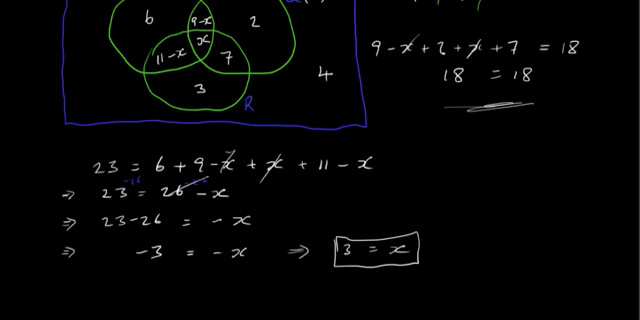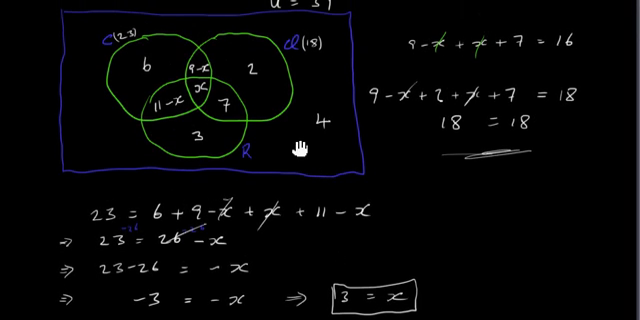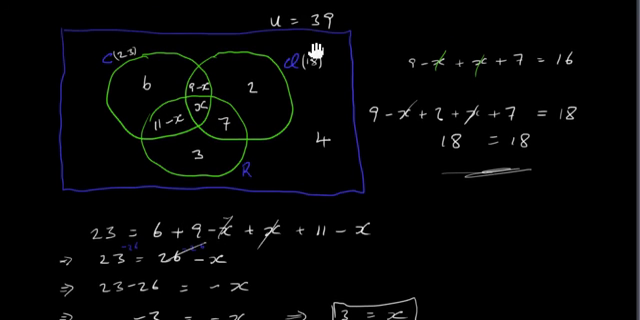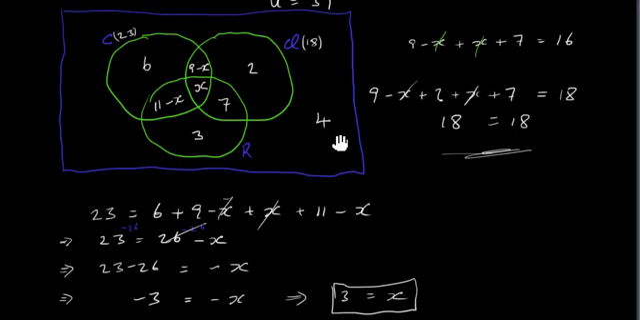Okay, so I've worked out what x is, and that means I can work out any of these sections here with x's in them. Now, the other way of doing this is just simply to add everything up. So add the 6, the 9 minus x, the 2, the 11 minus x, the x, the 7, the 3, and the 4, and they should all add up to 39. If you do that, you'll get the same answer. You'll still get x is equal to 3. So we have our answer, x is equal to 3.